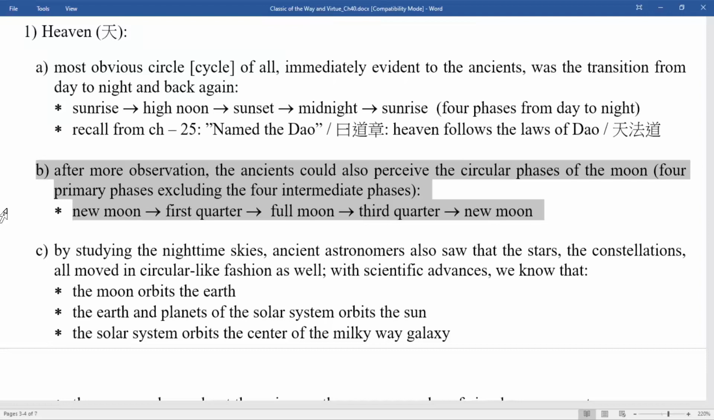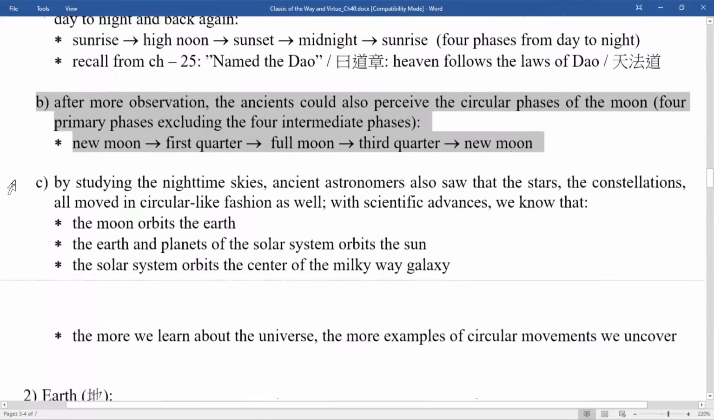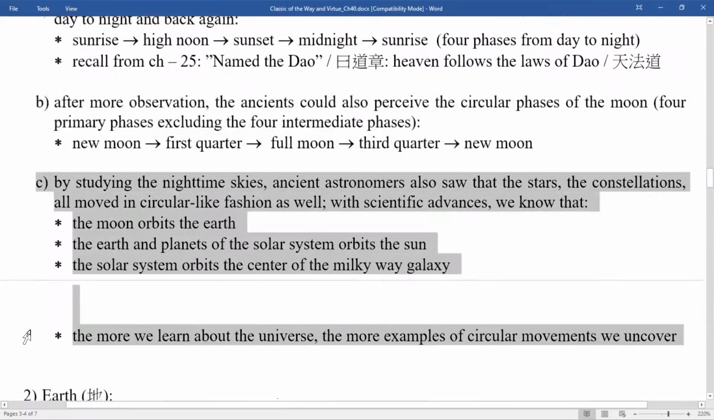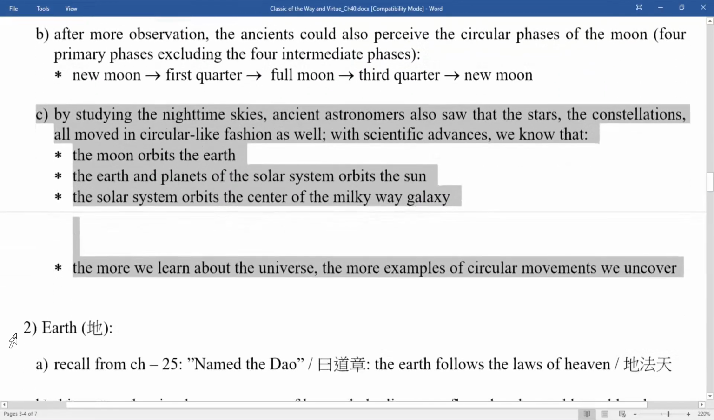Then another one is that the ancients studied the nighttime skies. They also saw that the stars and constellations all moved in a circular-like fashion as well. So with scientific advances, with telescopes and whatnot, we know that the moon orbits the Earth in a fairly regular pattern, 28 days or a little over 28, right?